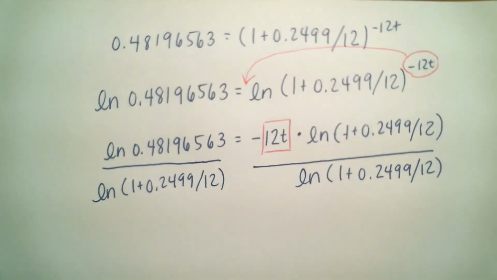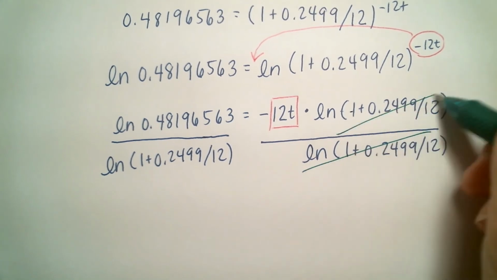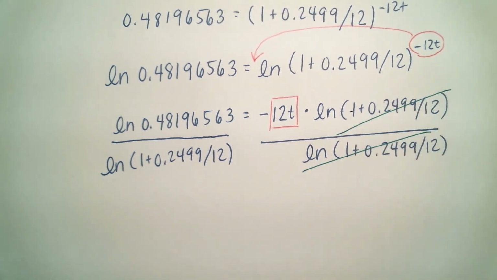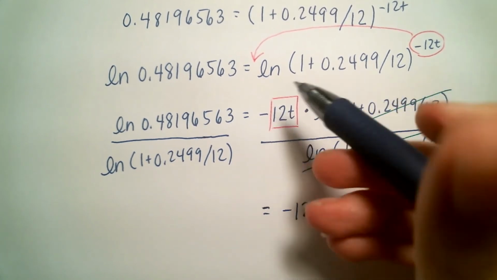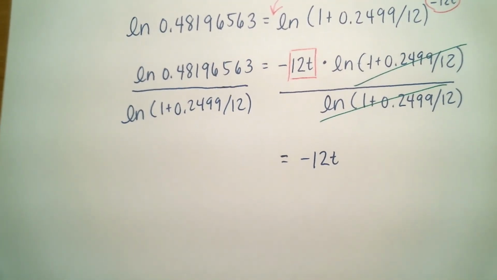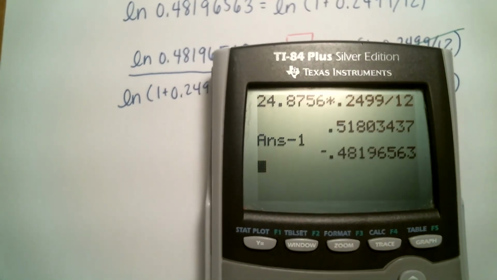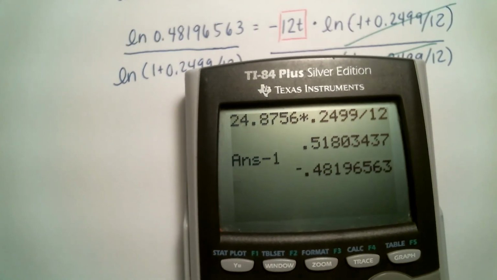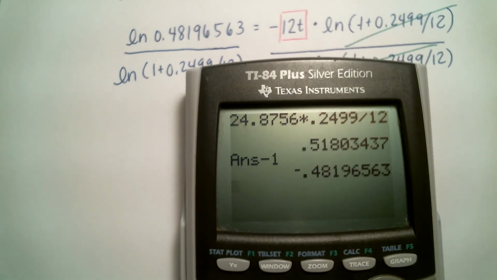All right, so on the right side, these guys will cancel. You're actually going to be left with negative 12t, because we haven't done anything with this negative sign yet. I am going to go to my calculator and punch this in. Look where we left off on our calculator. This is where we left off. We have that 0.48 decimal, but it's negative. So I'm going to go ahead and multiply or divide this by -1 to make it positive.